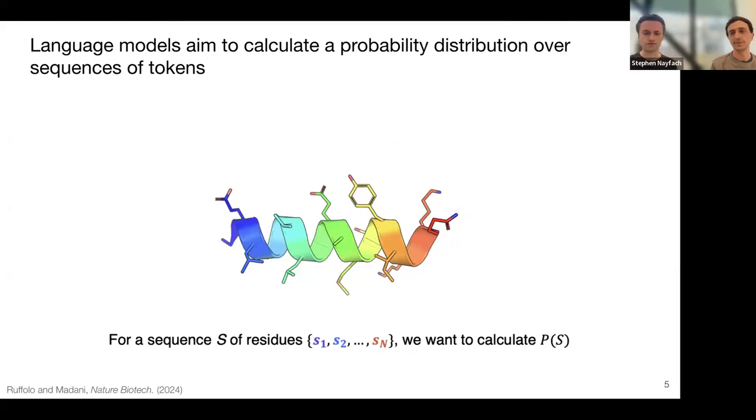Yeah, so I'll go briefly into some background on protein language models. With this class of models, the objective is really to learn a likelihood function over sequences of amino acids. So for example, for this short alpha helix, you might have a sequence S, and we can call the residues S1 through Sn, and then we want to calculate P of S.